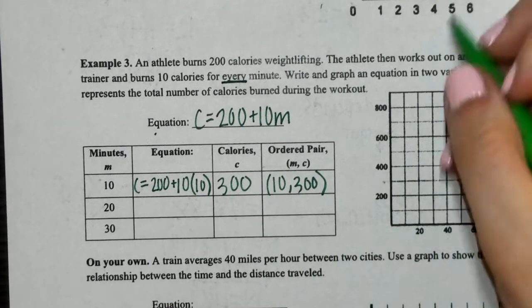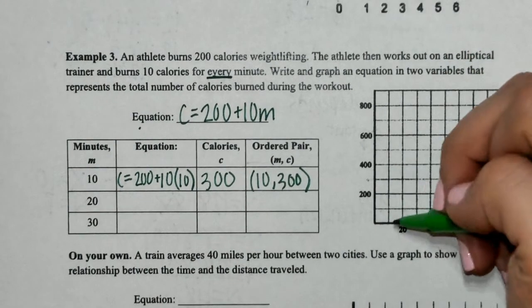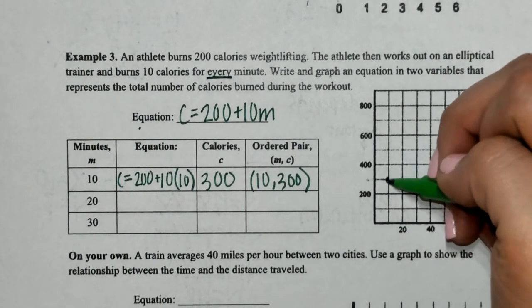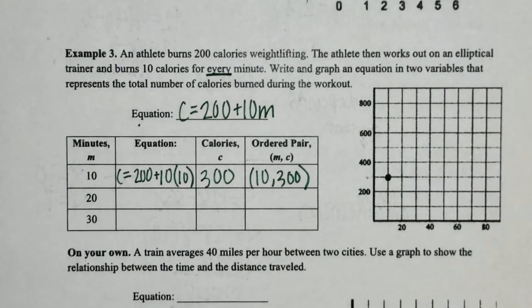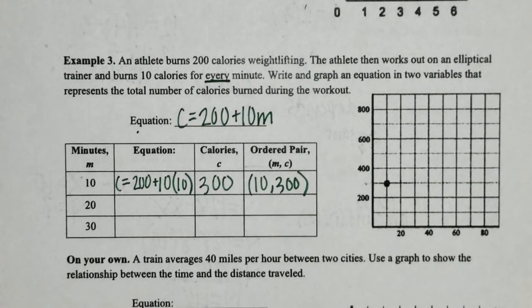So if I plot this, I'm going to go over to the right 10 and up 300. It's important that you guys look at your labels in the units because they're not always going up by just one. This one's going to the right 20 and it's going up by 200s. So you want to make sure you're looking at that so you don't get confused.